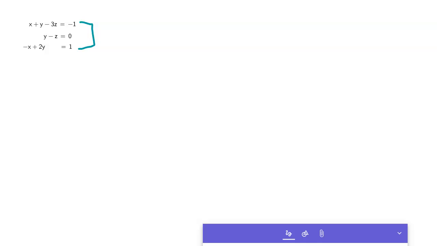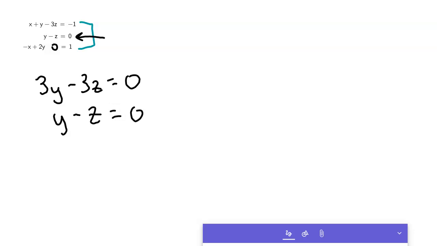So x minus x is 0. Y plus 2y is 3y. Negative 3z plus 0 here is negative 3z. And negative 1 plus 1 is 0. So that stays like it is. And then we'd have y minus z equals 0. That's this middle equation. And we need to match up our y's. And you'll notice here we're going to get something similar happening, but it'll be slightly different. So we're going to eliminate the y's.